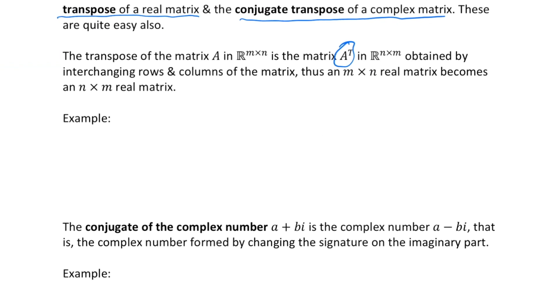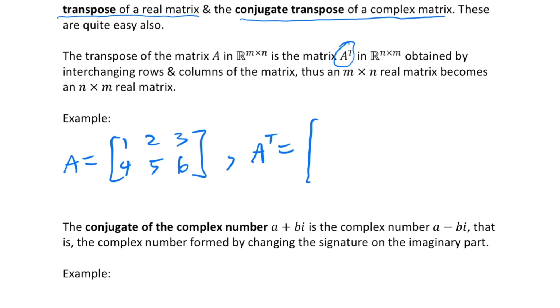So if I said A was 1, 2, 3, 4, 5, 6, that would imply that A transpose, so superscript T, is going to be the first row becomes the first column. Let's do it that way. The first row is 1, 2, 3. That becomes the first column of the transpose. The second row is 4, 5, 6. That becomes the second column. And there it is. Okay?